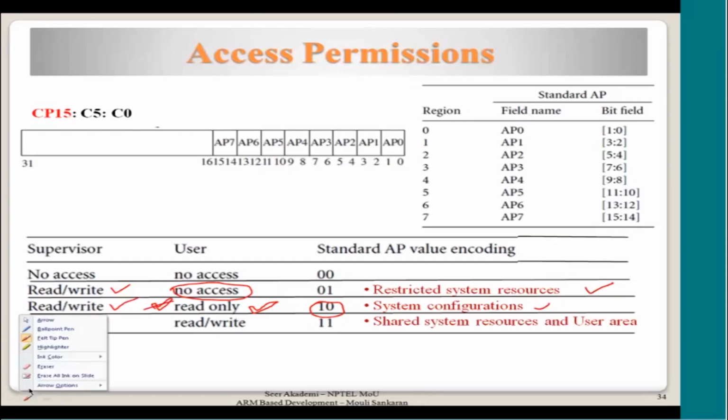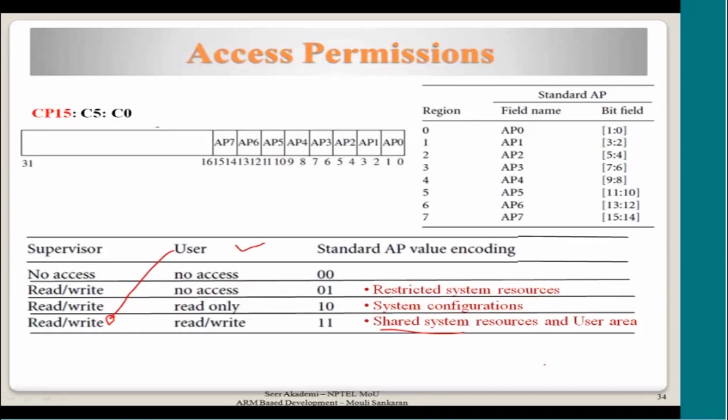Here we want read-write to both, but that doesn't mean that the user can go and write anything into it. A limited part of the supervisor area can be given access to the user because we want some shared system resources with the user area. So those kinds of things we give this kind of permission. See here, the user area is given user read-write, but the user may not have read-write for the supervisor region, because it has to be in supervisor mode to do a read-write.